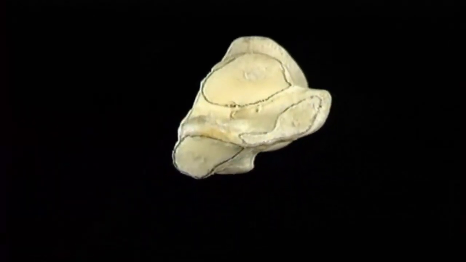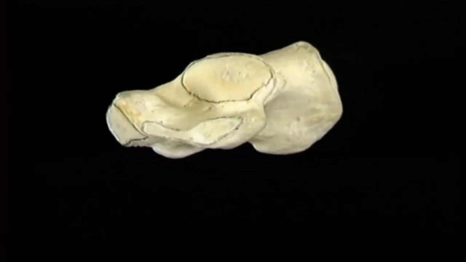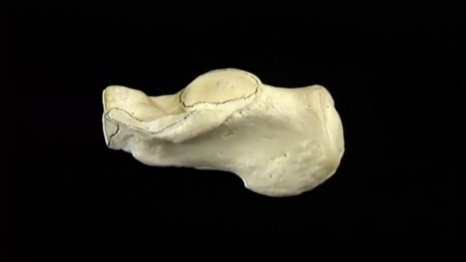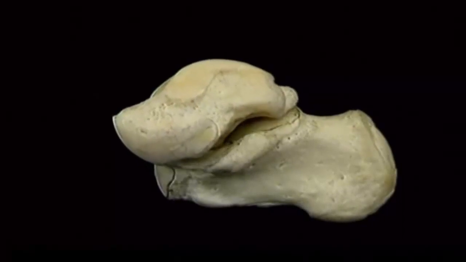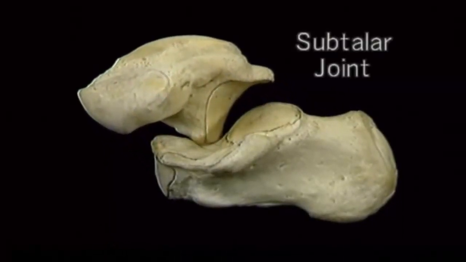On the upper aspect of the calcaneus there are two articular surfaces for the talus, a small one in front, a larger one behind. The larger of these two surfaces, together with the corresponding surface on the underside of the talus, forms the subtalar joint.